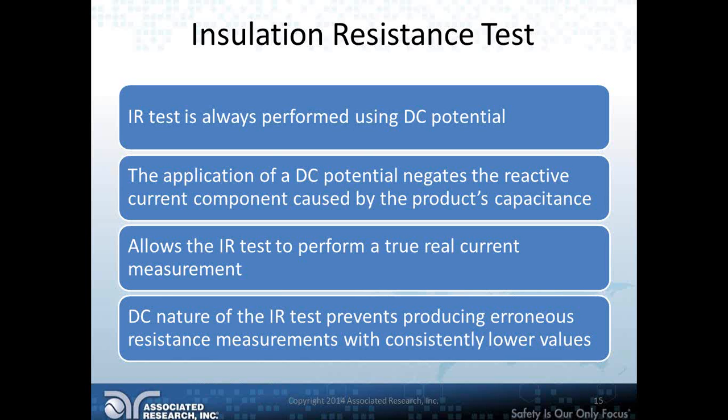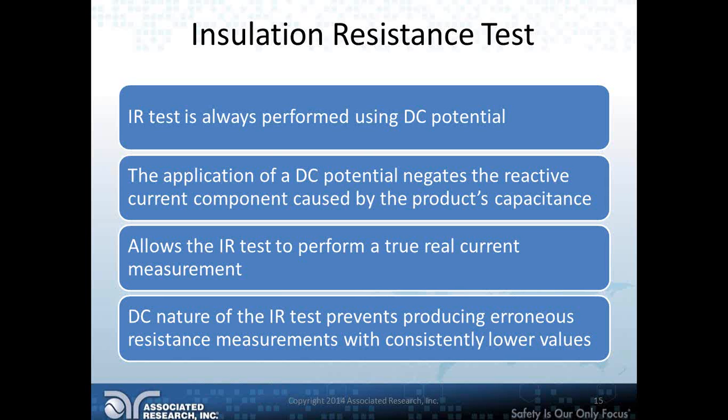So basically applying a DC voltage negates the reactive or the imaginary current component, which is caused by the product's capacitance, and therefore it allows the insulation resistance test to perform a true real current measurement. Now, if this was not the case, the insulation resistance tester would produce erroneous resistance measurements with consistently lower values. So it is very important to perform the insulation resistance test using a DC potential.